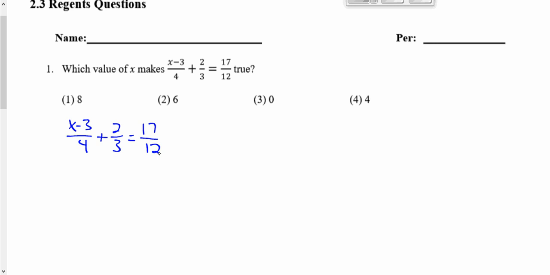Let me ask you a question. If I was to multiply 17/12 times 12, what would be left? 17. No more fraction, right? But these go into 12 as well, don't they? Okay. Watch what I do. Watch carefully.